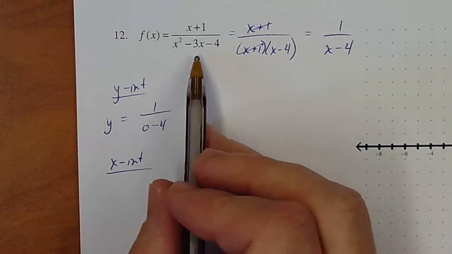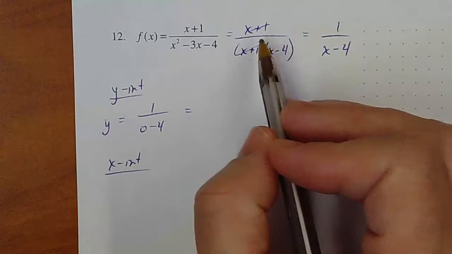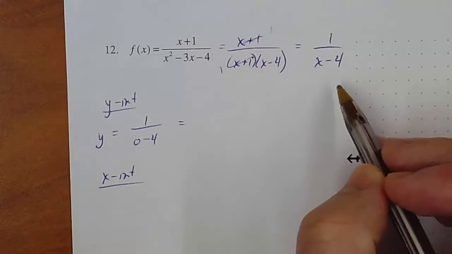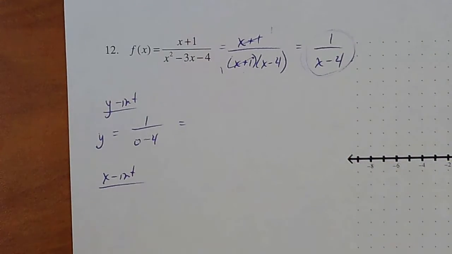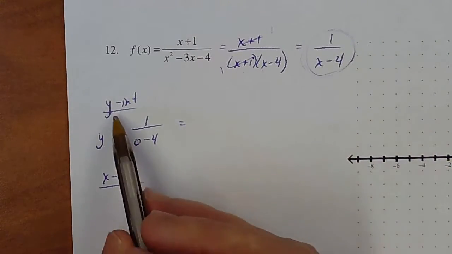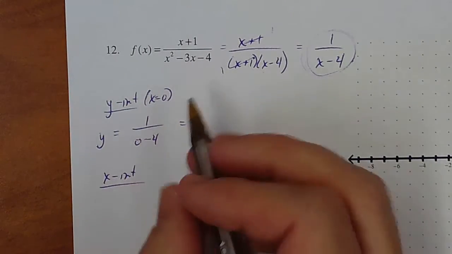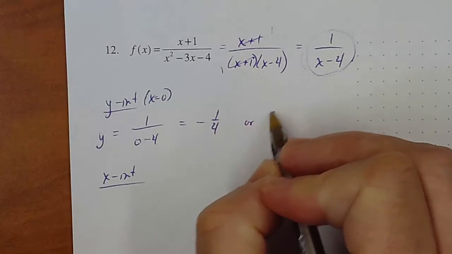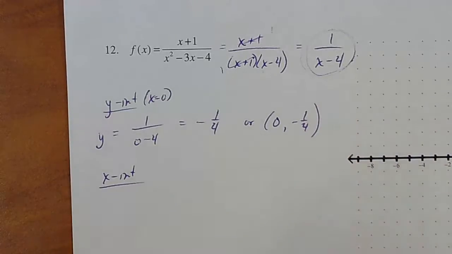Okay, so here's the simplified form of this. The denominator factors into x plus 1 times x minus 4. The common factor of x plus 1 divides out, and so we're left with 1 over x minus 4 as your new function you're working with. All right, so for the y-intercept, we replace x with 0. Plug it in, we get negative 1/4. Or in coordinate form, 0, negative 1/4.